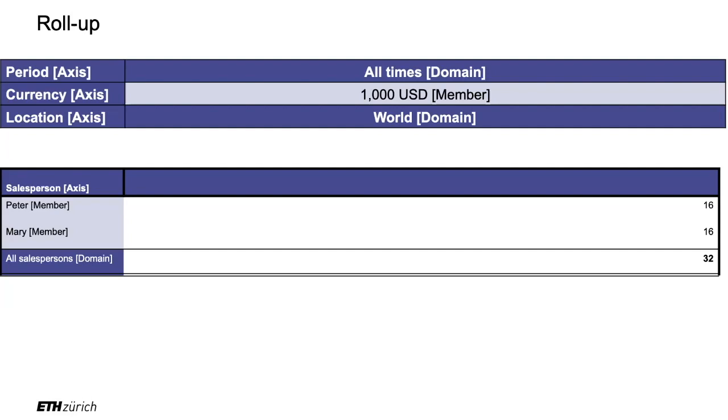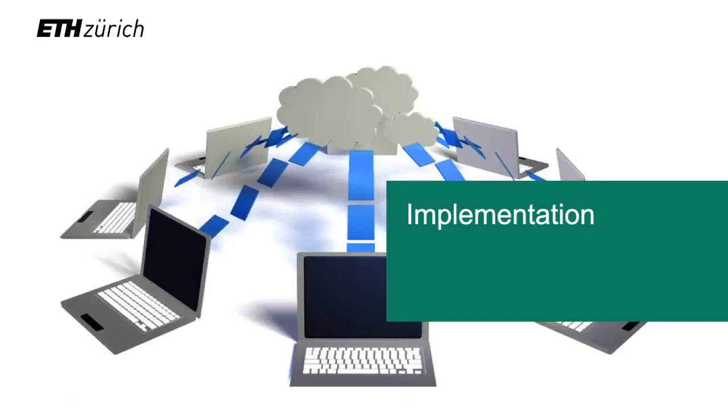And again, you cannot see these things directly with a relational table. You really need that abstraction. Okay, you've made a lot of progress. We are actually done with the logical model. So now you know what a cube is.